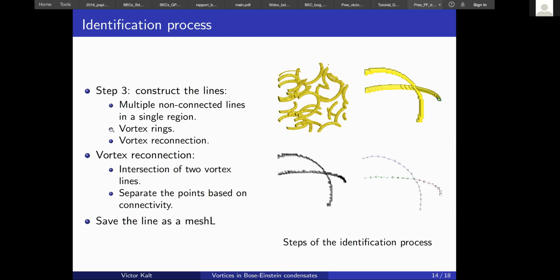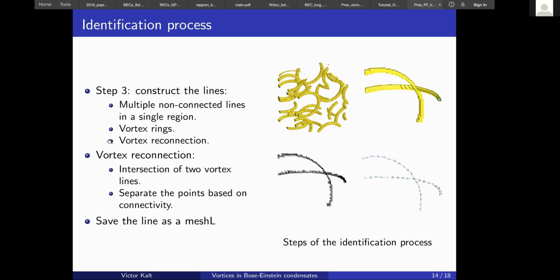The next kind of vortex lines is vortex rings, which are closed loops. So it's quite important to keep this property of having closed loops. So we must ensure that the loops stay closed, even when doing the midpoints averaging.